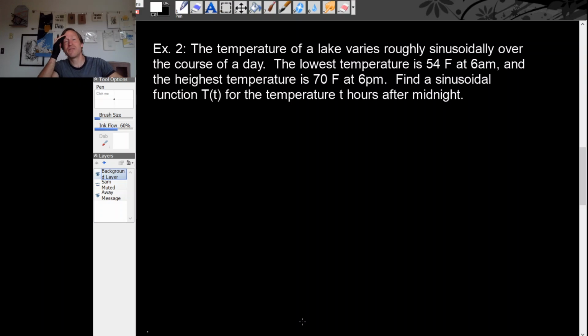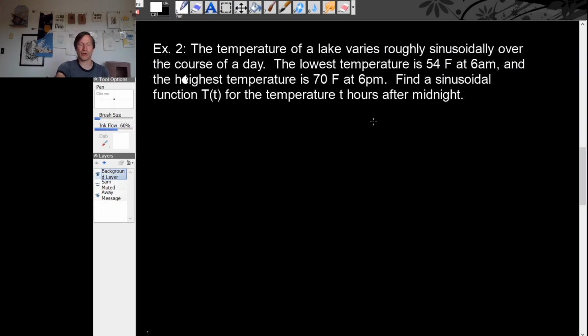Okay, let's look at another example. The temperature of a lake varies roughly sinusoidally over the course of the day. The lowest temperature is 54 degrees Fahrenheit at 6 a.m. The highest temperature is 70 degrees at 6 p.m. Find a sinusoidal function, capital T of little t, for the temperature t hours after midnight.